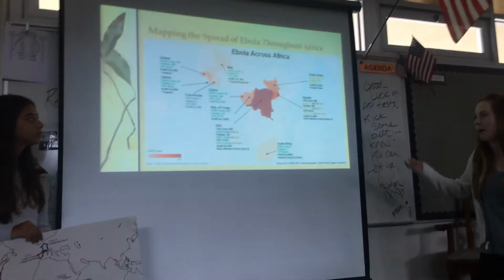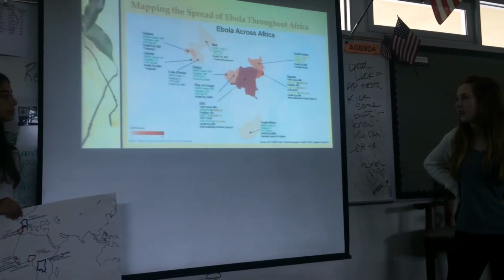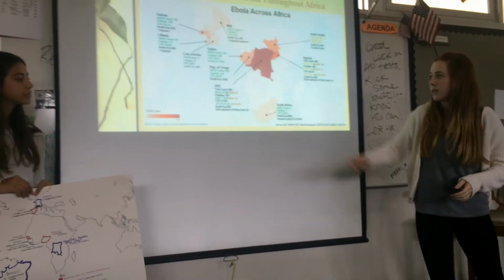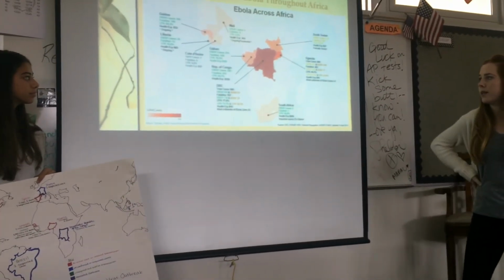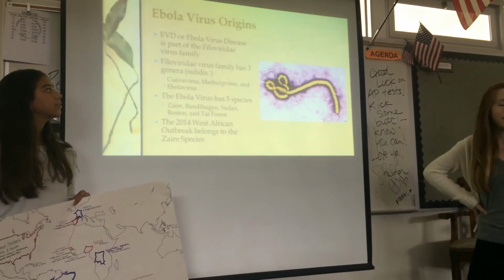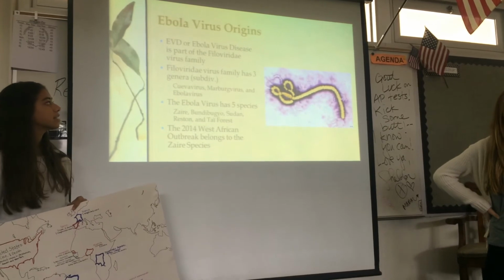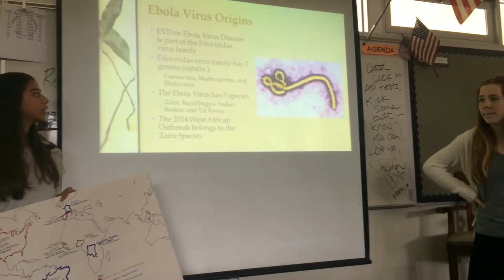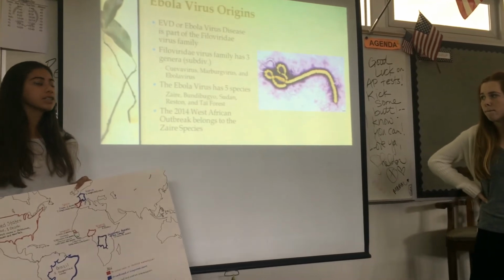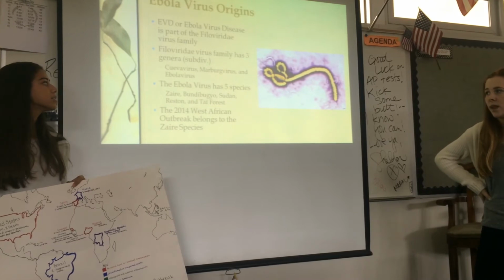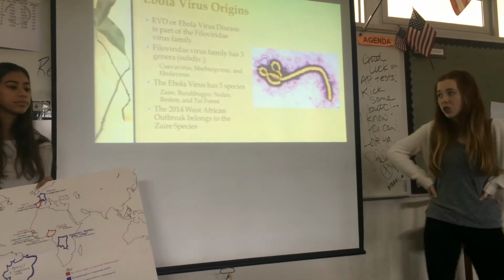So here's another map. It just explains, you can tell in red it's more, down at the scale, and then in other places it's less. So EVD, or the Ebola virus disease, is a part of the Filoviridae virus family, and that family has 3 genera or subdivisions, and those are the Cuba virus, Marburg virus, and the Ebola virus. And the Ebola virus has 5 species.